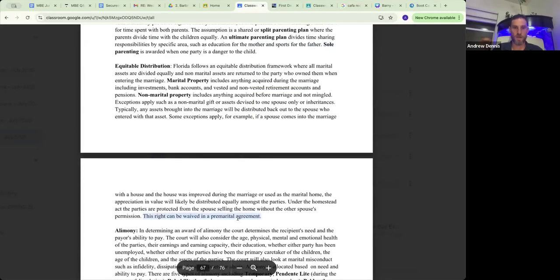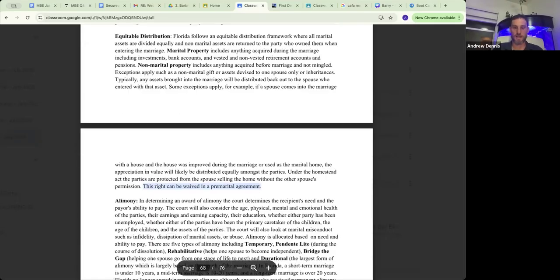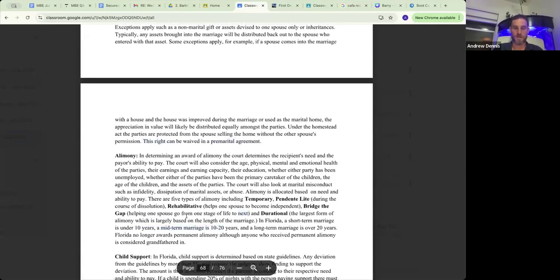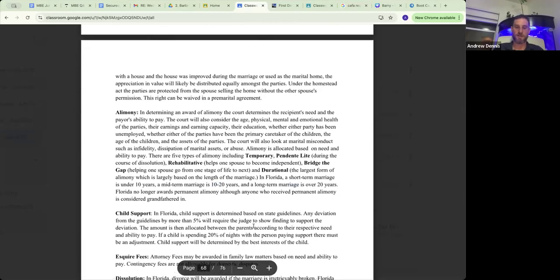You can waive alimony, equitable distribution, and all that. You can't waive child support. So alimony, temporary, pendente lite, rehabilitative, bridge the gap, durational, and then no longer awards permanent, but they can be grandfathered in. And yeah, they've changed the terms. It used to be 7 17 and stuff, but now it's 10 20 for short, long term, easier to memorize.